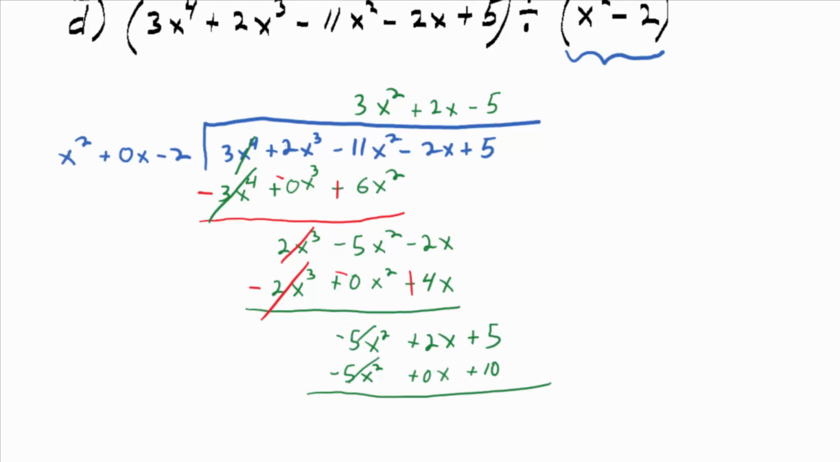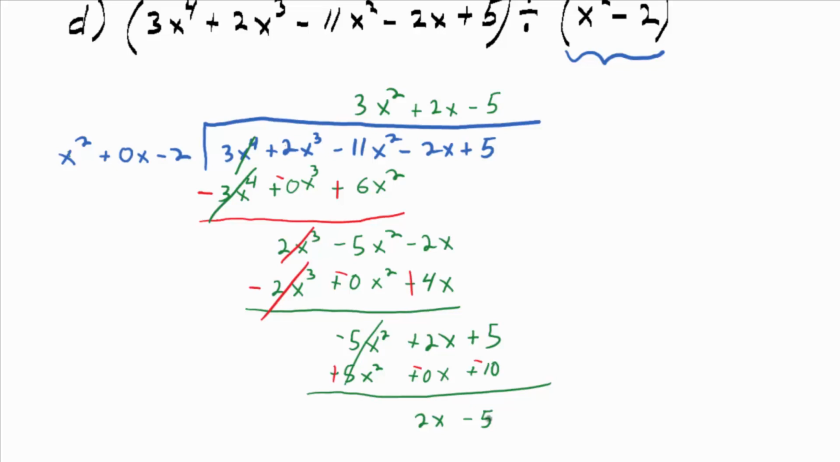Sorry, got a little tunnel vision there for a second. Change the signs and add. What do you get? So that guy goes, 2x minus 5, right? Yeah. Is there anything left to bring down?